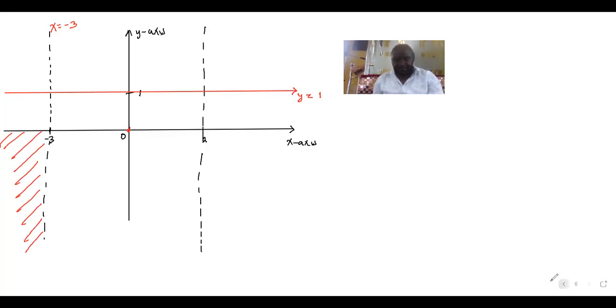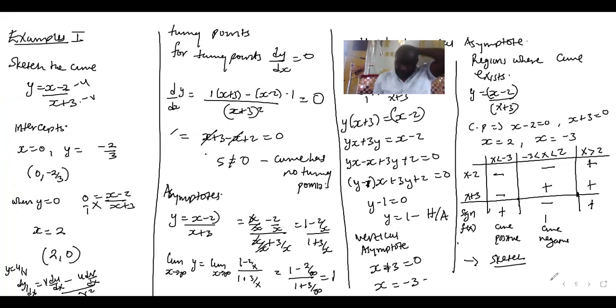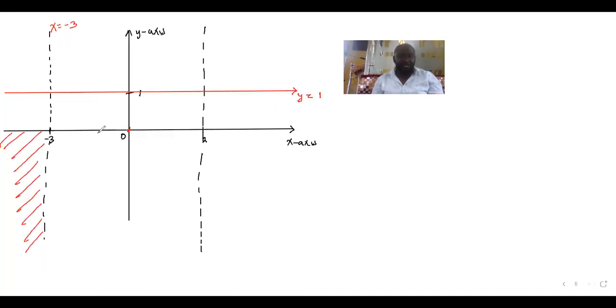Are you seeing that this is x less than negative 3? Are you seeing that the sign of f of x is positive? f of x is y. It means the curve is passing only in the y-axis where it is positive. The y-axis is positive up this way. So don't shade there. Remember inequalities, we shade the unwanted region. So we are shading where we don't want.